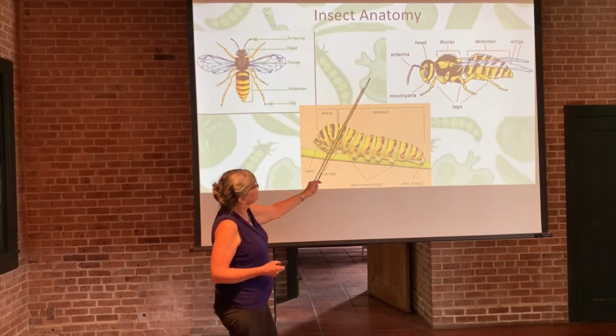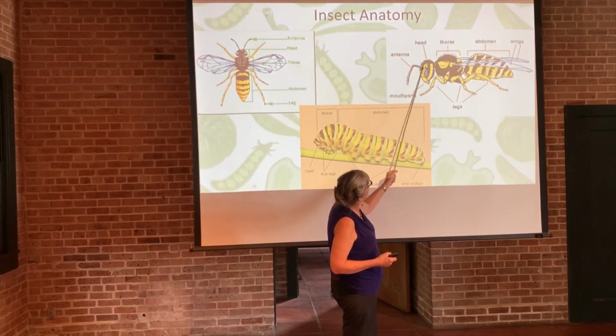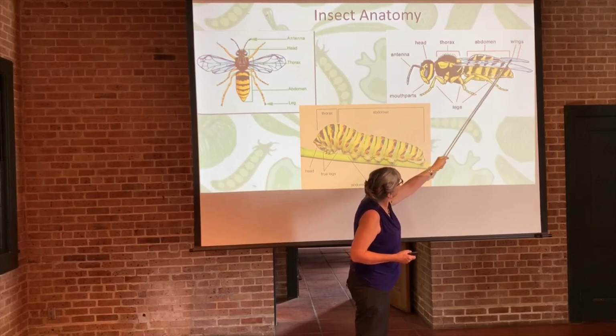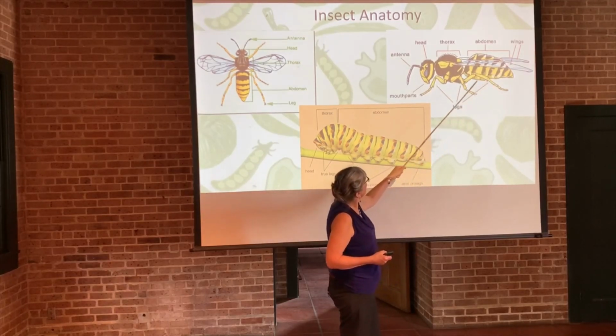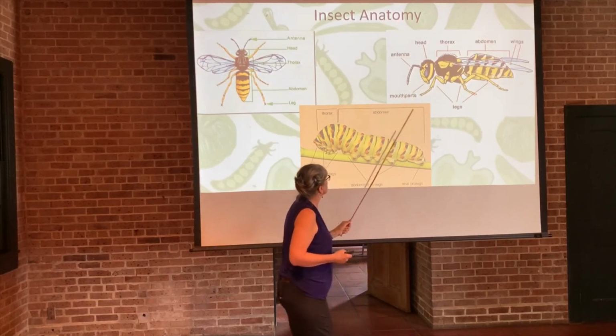Over here is just another view where you can see everything from the side: the antenna, the head, the thorax, the abdomen, and the wings. And again, 6 legs. And here you can see the mouth parts a little bit better, the chewing mouth parts.